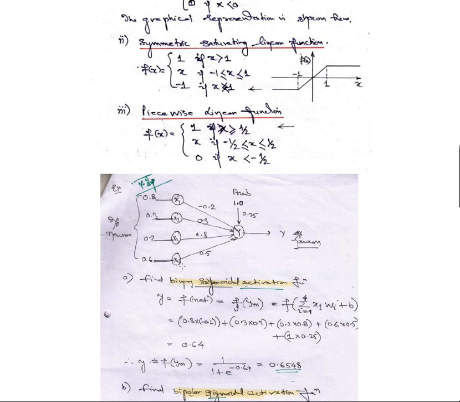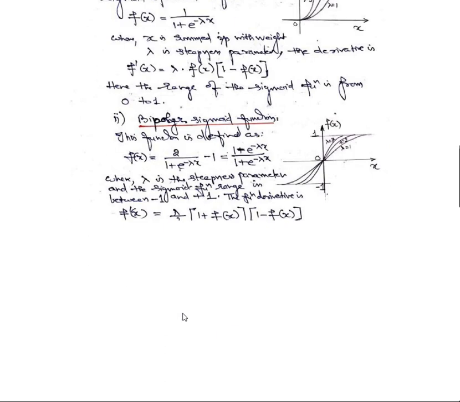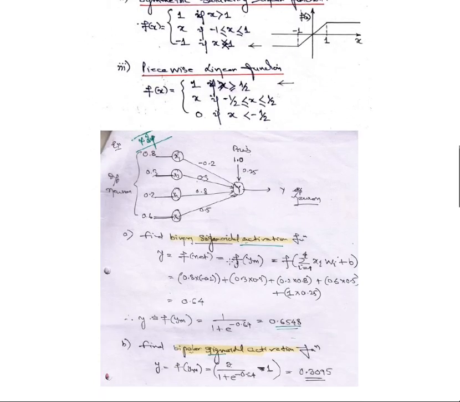Now what is next? We have to apply the binary sigmoidal function. This is the binary sigmoidal function, and this is the bipolar sigmoidal function. For the binary sigmoidal function, y is equal to f of ym, which is equal to 1 upon 1 plus e to the power of minus 0.64. When you solve it, you get 0.6548.